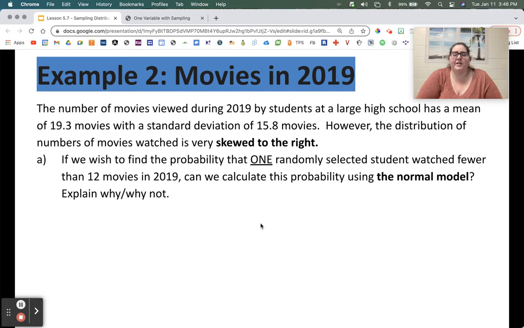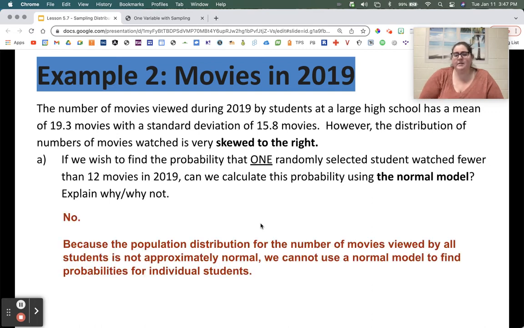The number of movies viewed during 2019 by students at a large high school has a mean of 19.3 with a standard deviation of 15.8. However, the distribution of numbers of movies watched is very skewed to the right. So that is the population distribution. They're telling you that the population number of movies watched in 2019 is skewed to the right. So A says, if we wish to find the probability that one randomly selected student watched fewer than 12 movies in 2019, can we calculate that probability using the normal model?